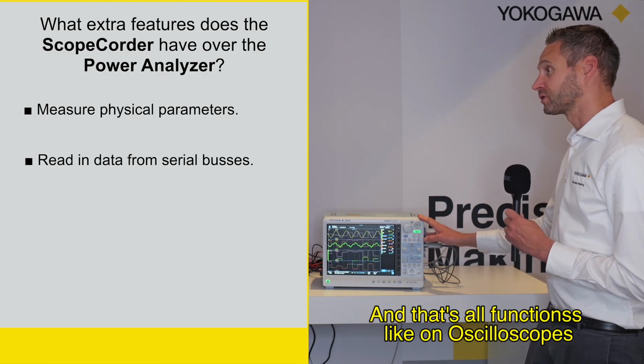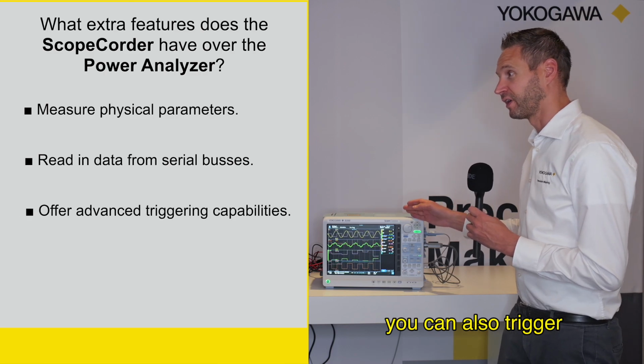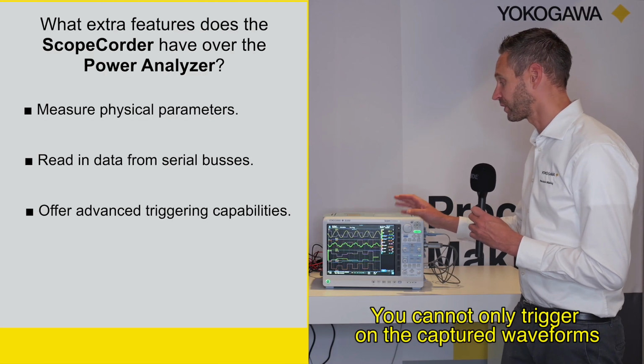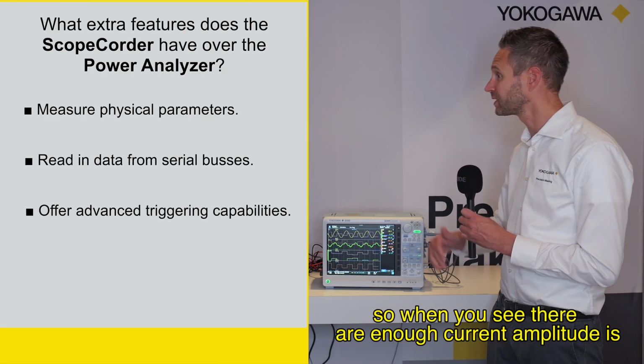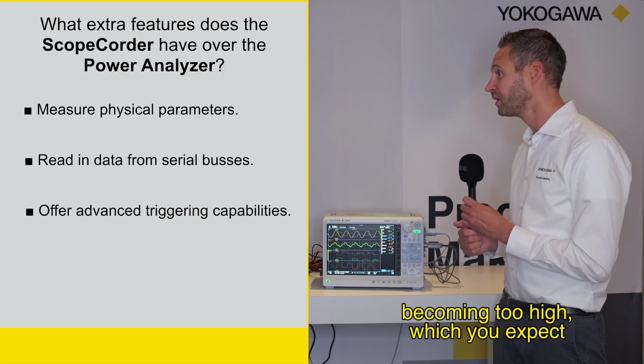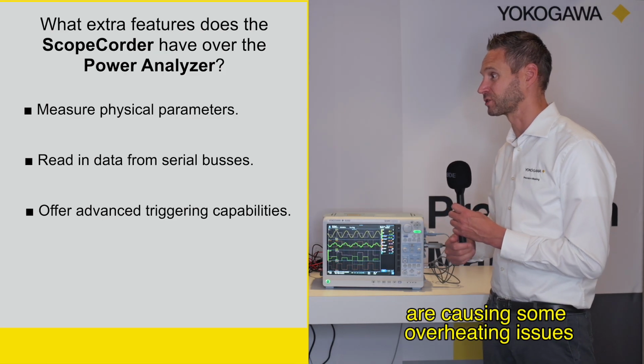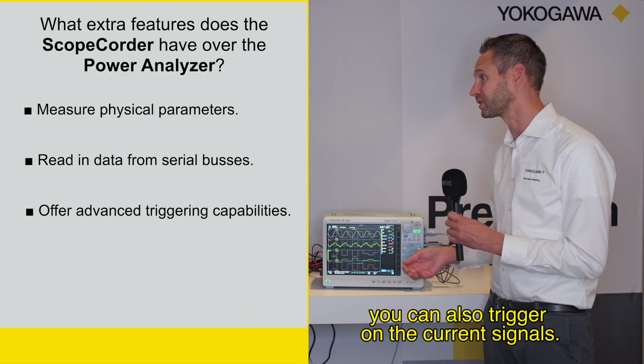And as there's all functions like on oscilloscopes, you can also trigger on the signals. You can not only trigger on the captured waveforms, but you can also trigger on the numerical calculated data. So when you see that whenever current amplitude is becoming too high, which you expect that's causing some overheating issues or other problems, you can also trigger on the current signals. Excellent, thank you.